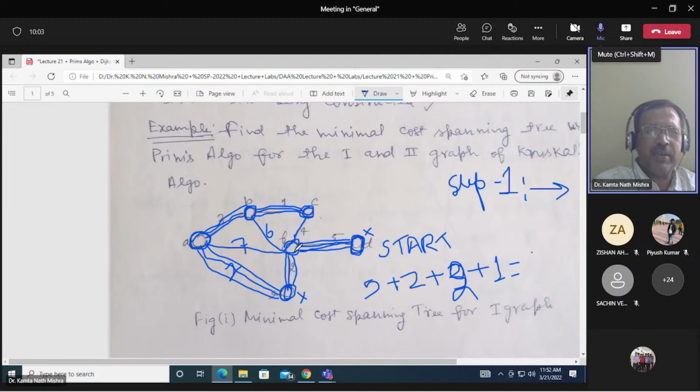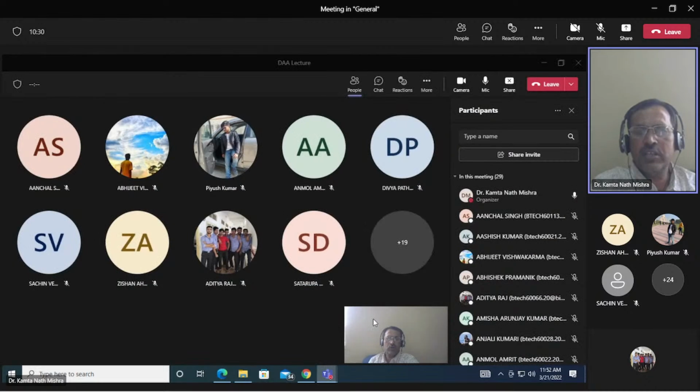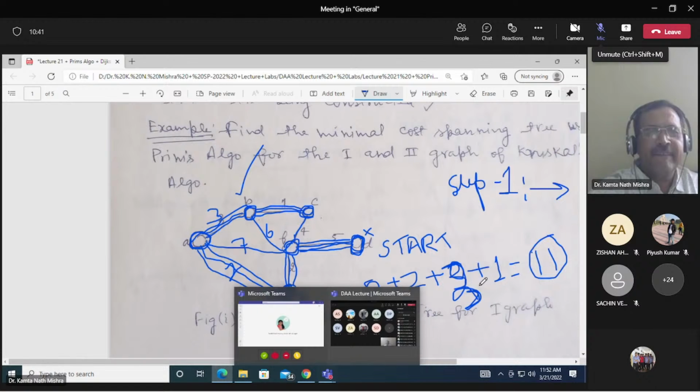D to F is 5, F to E is 2, and A to B is 3. So it will not be 2, it will be 3. A to B its distance is 3. So 5 plus 2 is 7, plus 3 is 10, plus 1 is 11. So this is your minimum cost spanning tree. And which method have you followed this time? Aditya Raj ji, what is the name of this method?